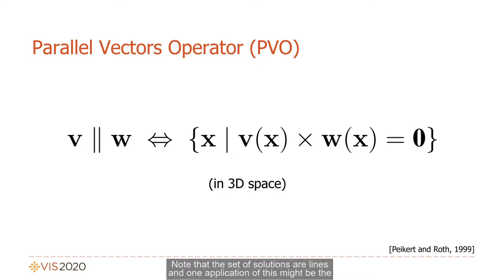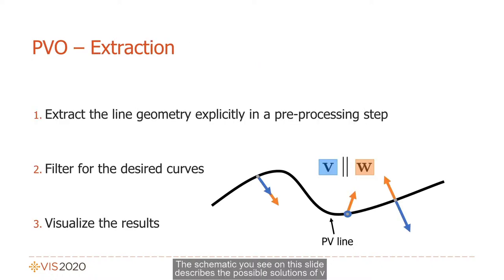Note that the set of solutions are lines, and one application of this might be the extraction of vortex core lines, important in fluid dynamics. The schematic we see on this slide describes the possible solutions of V parallel W and vice versa. We can either have that the vectors are parallel or antiparallel, or at least one of the two is zero.